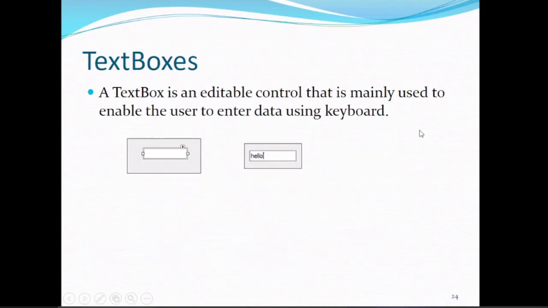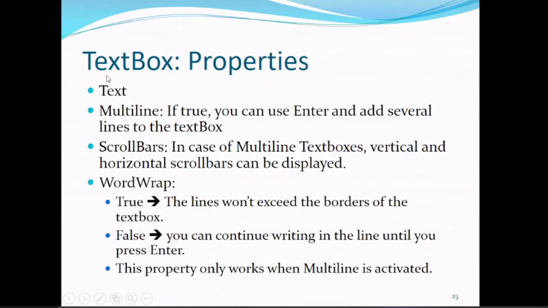Text boxes. A text box is an editable control. You cannot edit a label, but a text box is an editable control that is mainly used to enable the user to enter data using the keyboard. Mostly through text boxes we input the values to the visual programming. Look at its properties. Multi-line: if true, you can add several lines to the text box. There is scroll bar, and word wrap, true or false. This property only works when multi-line is activated.